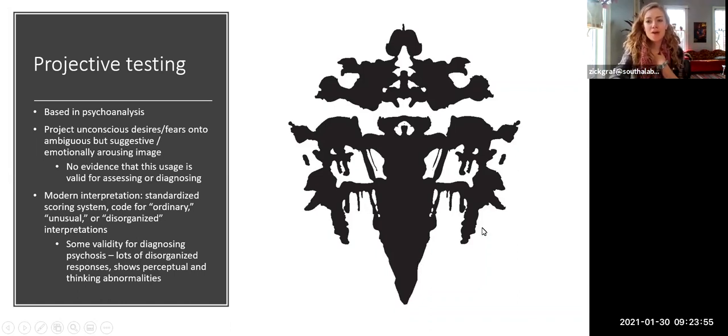Someone who said, this looks like my elbow because this part is pointy and this part up here is long, that's a disorganized response because their brain isn't processing visual information in the way that most people's brains do. Most people's brains would process shapes that appear close together as wholes and would be more likely to see this part as separate from this part.